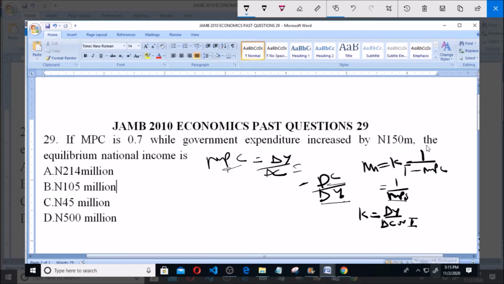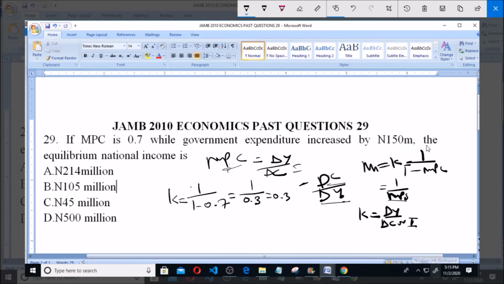And so, looking at this formula carefully, we're going to see that we have K, which is equal to 1 over 1 minus 0.7, which is equal to 1 over 0.3. So this divided by this will give us 3.33.